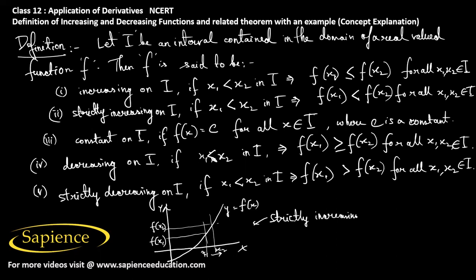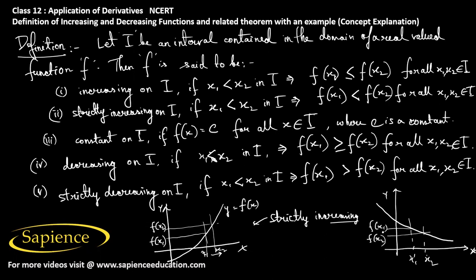And suppose we have a function like this, this is the x-axis, this is the y-axis, and the function is like this. Then here we can see that as we increase the value of x, x2 is greater than x1, the function's value is decreasing actually. Means f of x2 is obviously less than f of x1. So this is an example of strictly decreasing function.